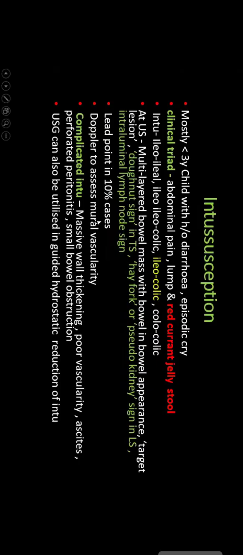Doppler assessment is important to see the mural vascularity, whether it is normal, showing normal viability, or absent vascularity. Complicated intussusceptions show massive wall thickening, poor vascularity, presence of ascites, changes of peritonitis, and small bowel obstruction. These are of fairly large size, more than 3 cm in length and more than 2 cm in short axis diameter. In uncomplicated patients, ultrasound can be utilized for guided hydrostatic reduction.